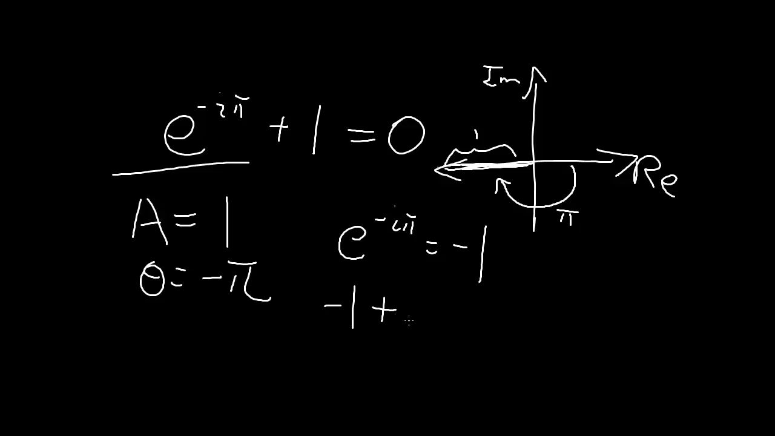And of course, negative 1 plus 1 is equal to 0. So in fact, this statement is true, and now you know how to interpret it. And it actually relates all these mathematical constants, with your positive and negative sign, all together. And it's really quite neat.